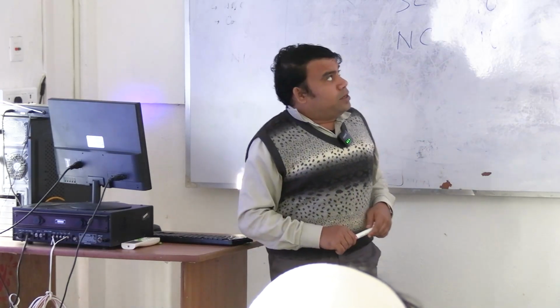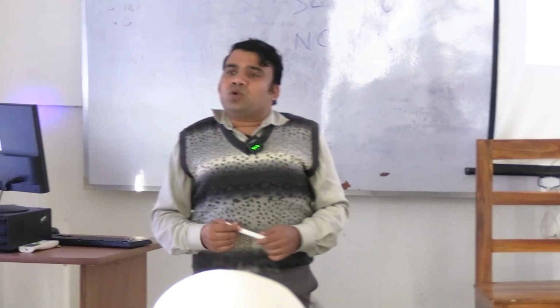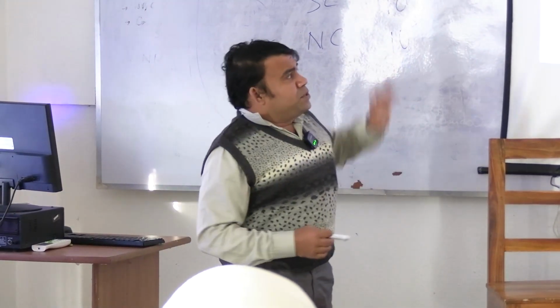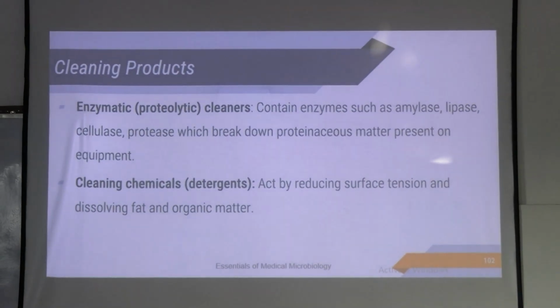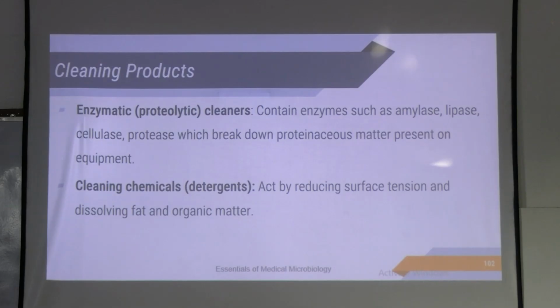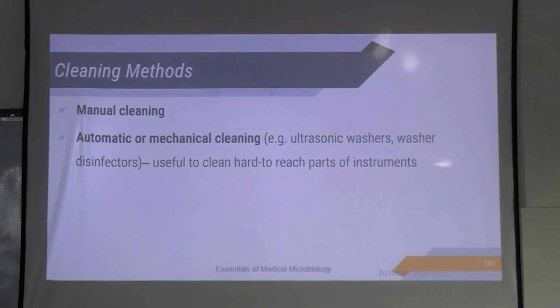Now coming to this, which is very important. Cleaning products are of two types. The first type is called enzymatic products. As the name suggests, it has some enzymes like amylase, lipase, etc. What it does is it breaks down organic matter. Alternatively, we can use chemical cleaning agents, which have harsh action and can clean the organic matter. Cleaning can be manual or automatic. Like washing clothes at home, you can wash by hand or in a machine.